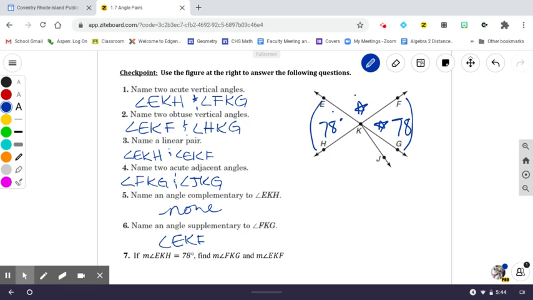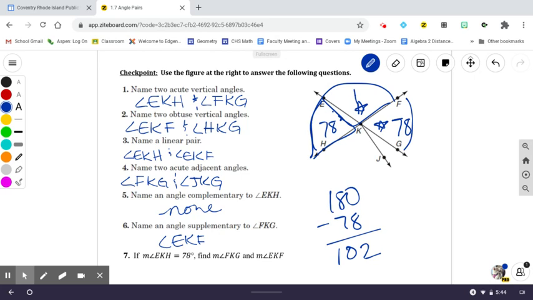Then these two, EKH and EKF, are a linear pair. So if we do 180 minus 78, that would tell us the measure of EKF, which is 102. So this one is 102. Whoops, not 120. What am I doing? 102. Okay. So FKG is 78 because they're vertical. EKF is 102 because they're a linear pair. Okay, so that's that first little example with just naming the different figures.